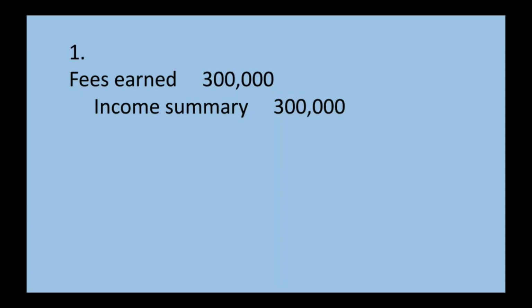The first thing you want to do is bring your fees earned down to 0. So in this case we had $300,000 to start with, but we want to bring that to 0, so you have to debit fees earned, and then you're going to credit the income summary account.